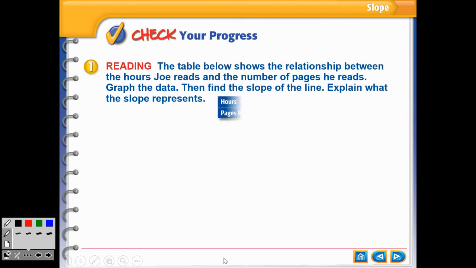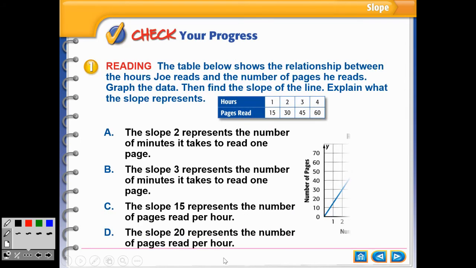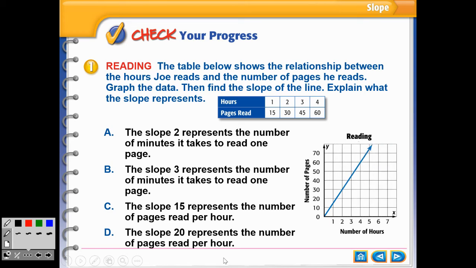Let's go ahead and give you some time. So pause. I'm not going to make you graph it. So let's just pretend the graph's already done. I think that's a class strength of ours. I want you to find the slope, explain what it means. Pause. Come on back when you're ready.